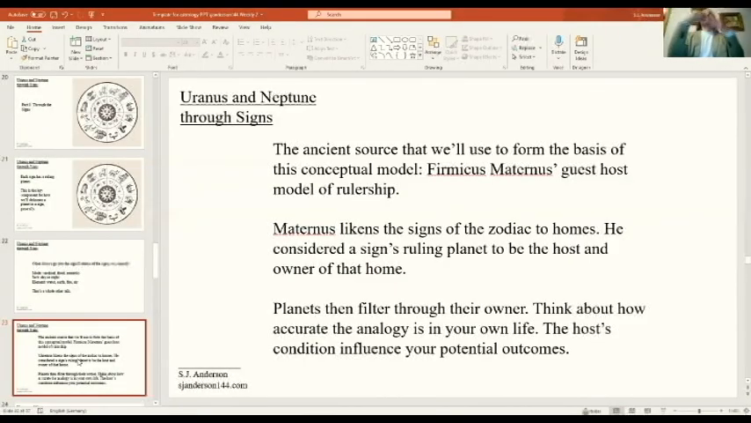And Maternus likens the signs of the zodiac to homes. And he considers a sign's ruling planet to be the host or owner of that home, such that when other planets come through, that ruling planet is responsible for everything about how the transiting planet, the guest planet, will function. And they filter through their owner. Planets filter through their owner.